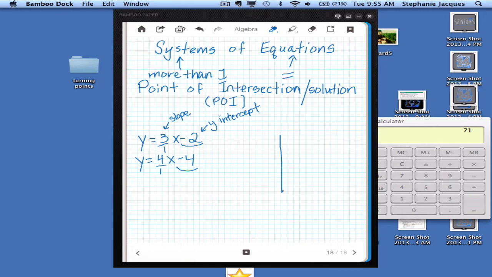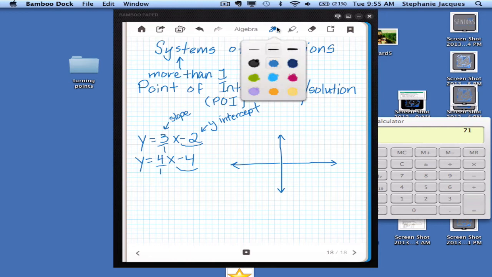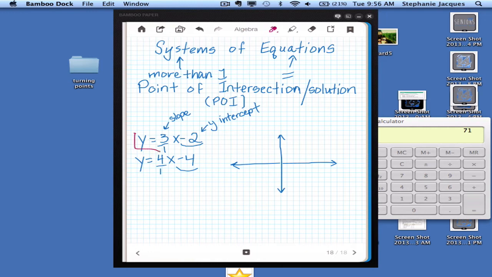Where do they hit one another? And that point at which they hit will make both equations true. So we're going to find the coordinate point where the two lines hit. So let's start with our y equals 3x minus 2, and I'm going to change the color to pink. And let me just label that this one will be the pink one. So here's our pink line.